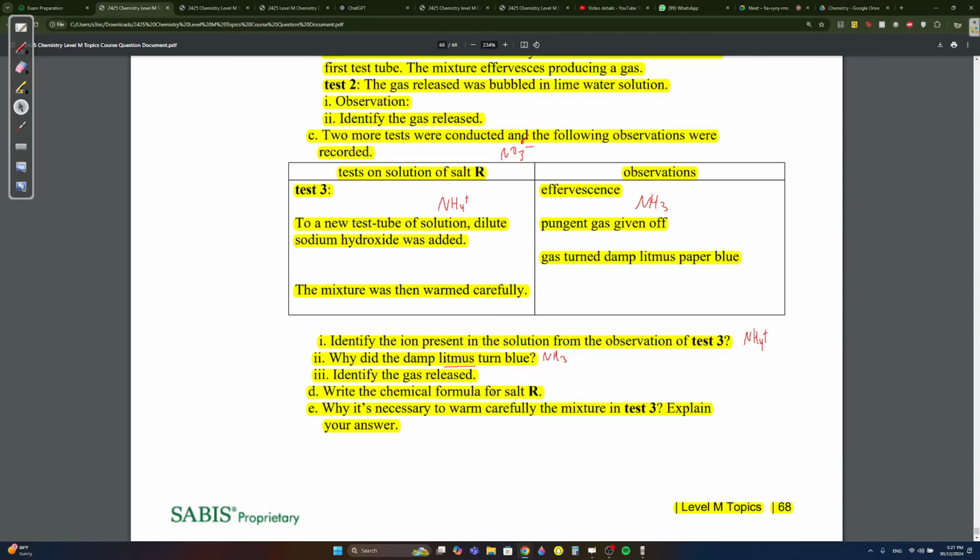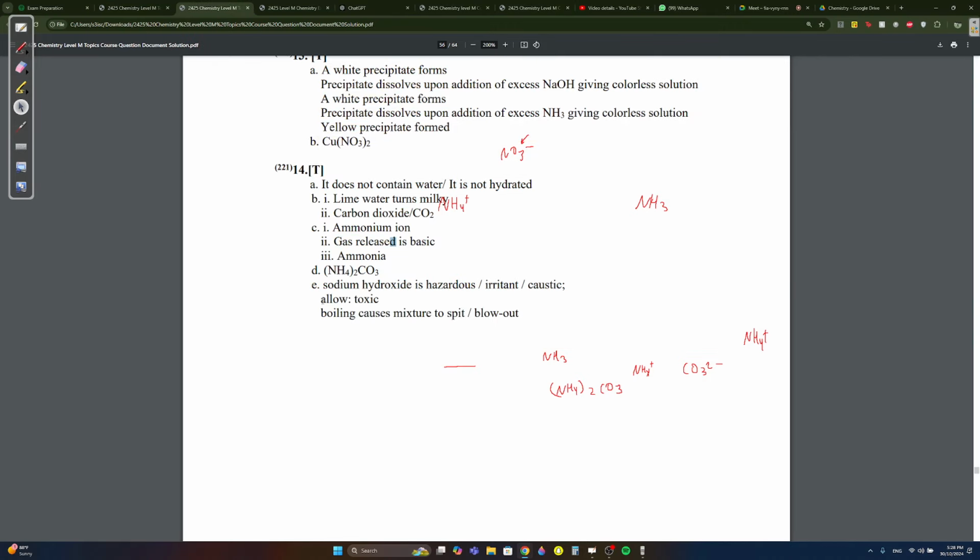Write the chemical formula for salt R. Now that we know it's NH4 plus and we have CO3 2 minus, the question they had is carbonate. If you crisscross, what are you going to get? (NH4)2CO3. Why is it necessary to warm carefully? Sodium hydroxide is hazardous. It's a base, so you don't want to touch it. So just say you need to warm carefully so that the sodium hydroxide doesn't spill or spit.